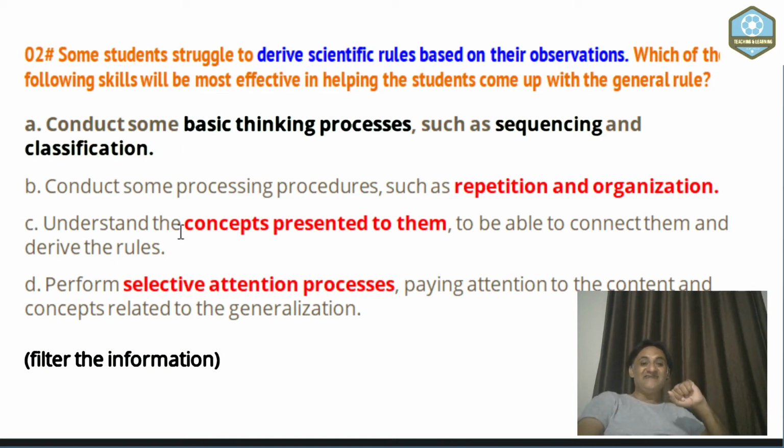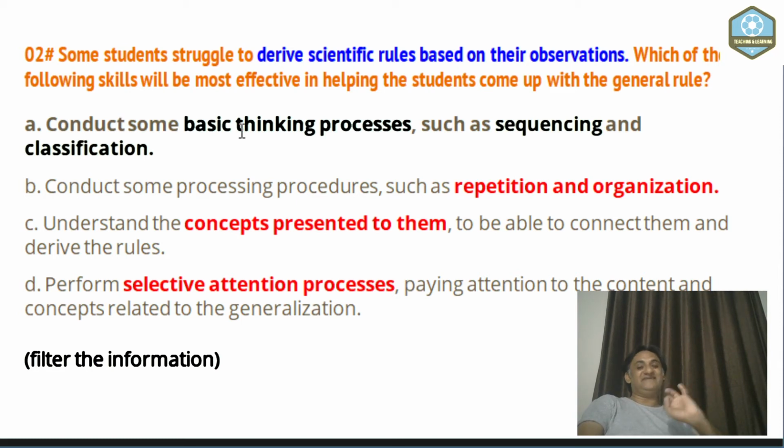Second thing, understand the concept presented to them. So what concept? We are talking about skills. What do they have presented? To be able to connect them to derive the rules, okay? So here, perform selective attention process. So this makes a little bit of sense. First filter the information, but we also need to check the first one.